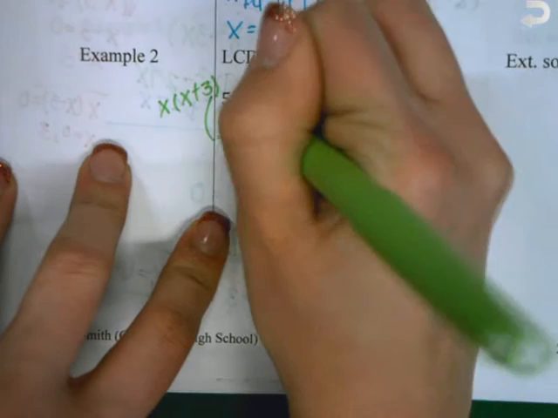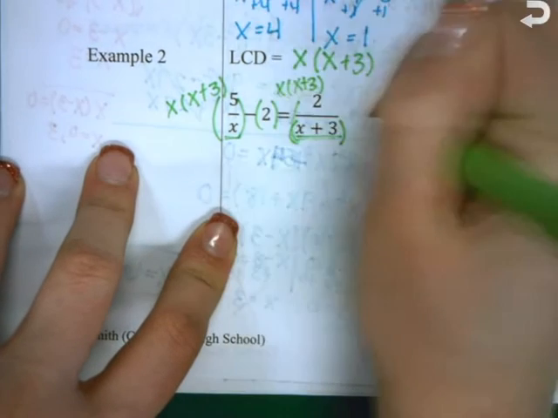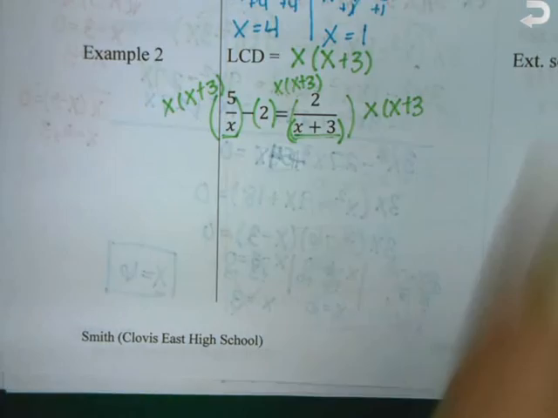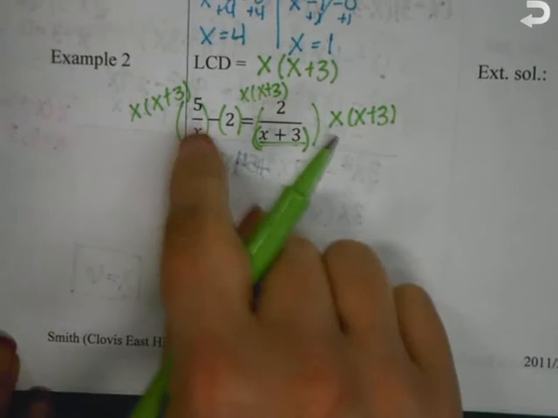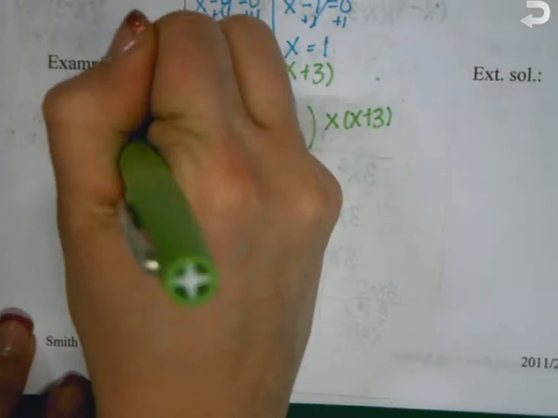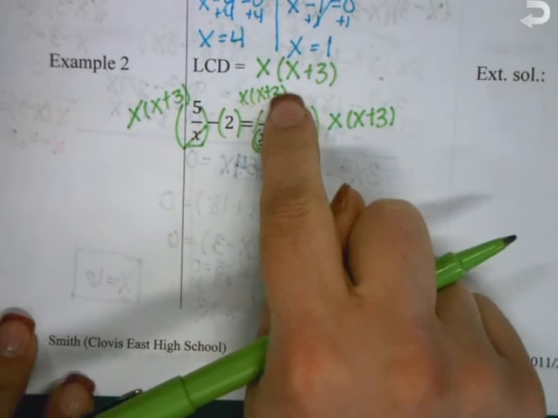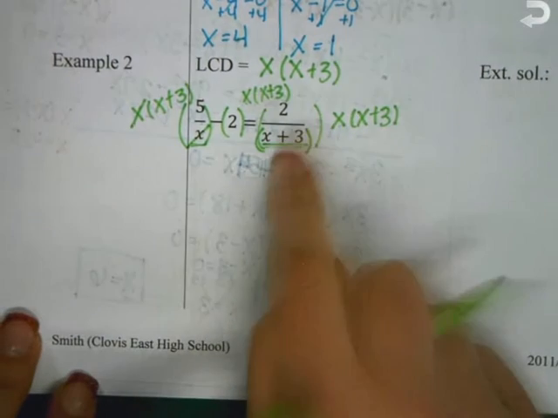And this whole thing, x times x plus 3. And do some canceling. In this one, what cancels? The x's. The second term, nothing cancels. It's just multiplication. And on the right-hand side of the equal sign, those x plus 3's cancel. So let's multiply what's left over.